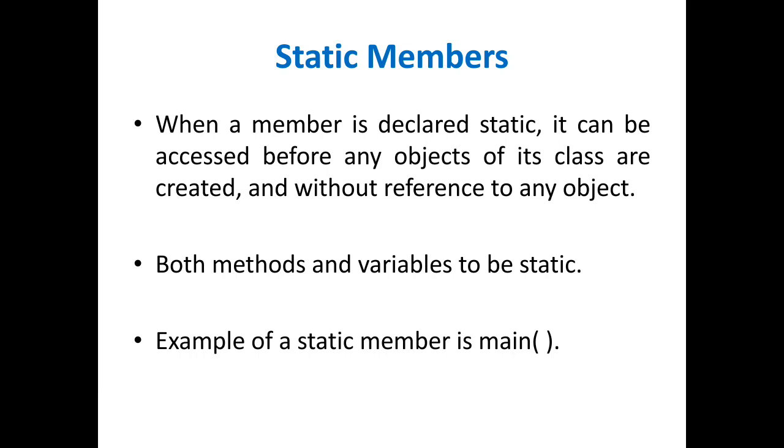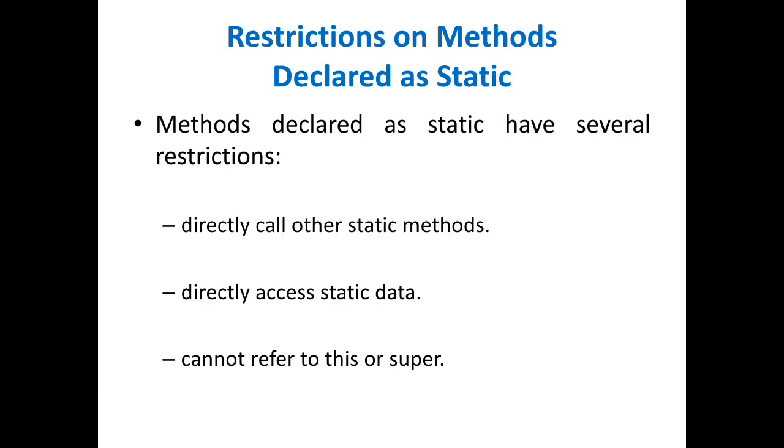Declare both methods and variables to be static. An example of a static member is main. It is declared as static because it must be called before any objects exist. Instance variables declared as static are global variables. When objects of its class are declared, no copy of a static variable is made. All instances of the class share the same static variable.